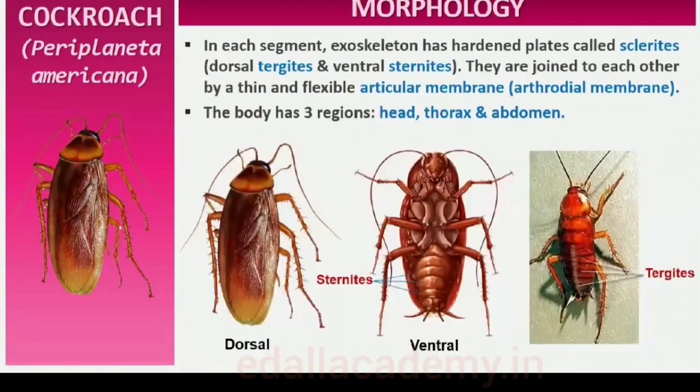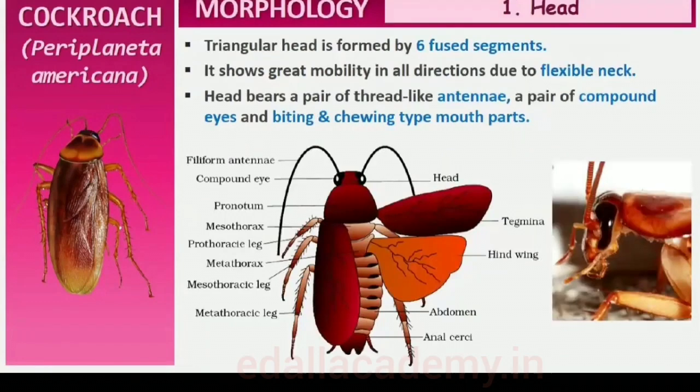In each segment, the exoskeleton has hardened plates called sclerites, tergites dorsally and sternites ventrally, that are joined to each other by a thin and flexible articular membrane, the arthrodial membrane. The head is triangular in shape and lies anteriorly at right angles to the longitudinal body axis. It is formed by the fusion of 6 segments and shows great mobility in all directions due to a flexible neck.